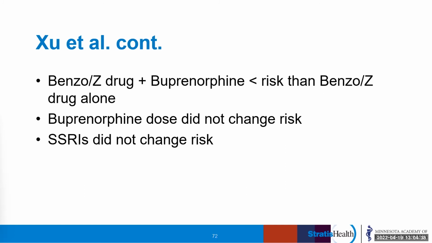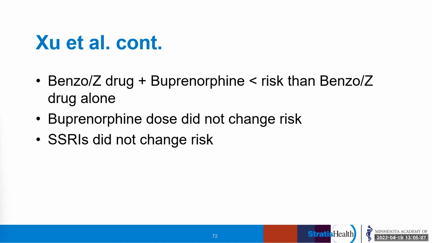So, but I think one of the most amazing things that they came up with, if you looked at benzos and Z drugs plus buprenorphine, so you've got a patient with opioid use disorder on bupe, and they're also taking a benzo, they have less risk of death and poisoning than a person just on a benzo or a Z drug alone. Now, I don't think that's something we would think would be possible, but remember, buprenorphine has a very safe profile as far as respiratory depression.